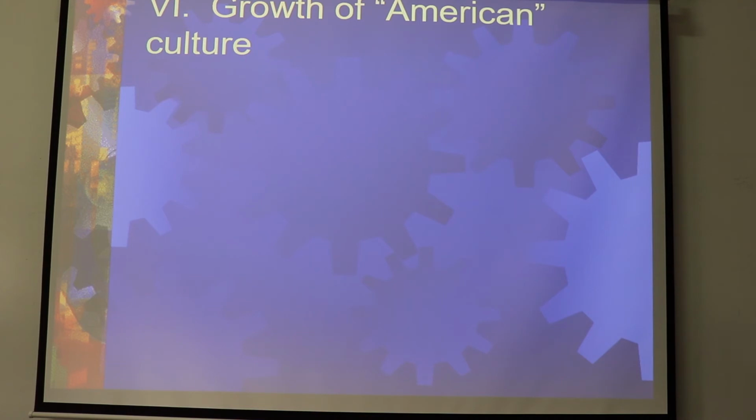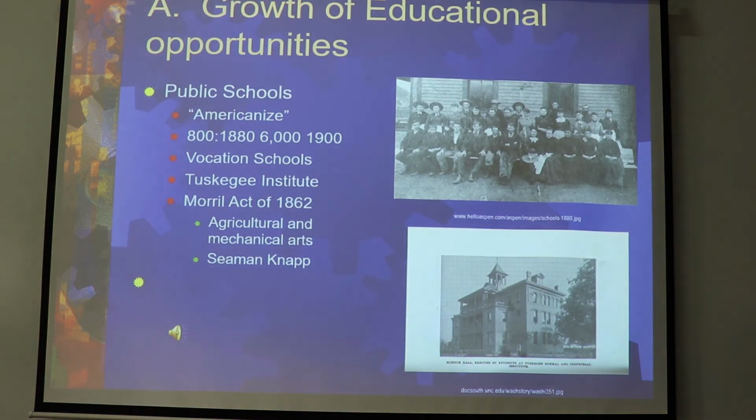Growth of the American culture. First, you look at the growth of educational opportunities. They want to Americanize the immigrant workers. So we now also begin secondary schools, like high schools. There's 800 of them in 1880, 6,000 by 1900.